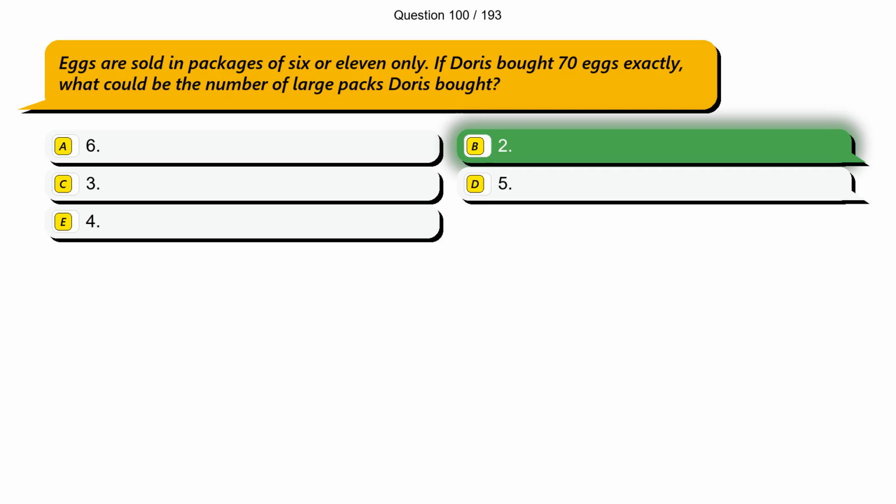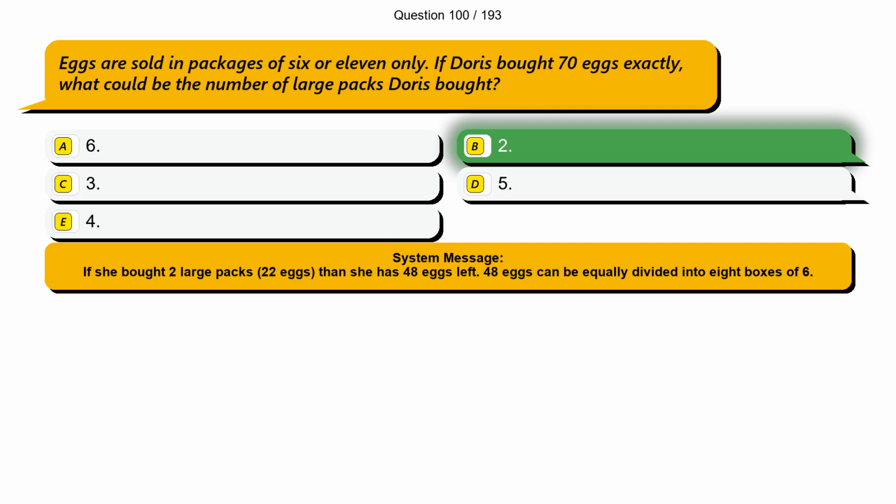The correct answer is option B, 2. If she bought 2 large packs, 22 eggs, then she has 48 eggs left. 48 eggs can be equally divided into 8 boxes of 6.